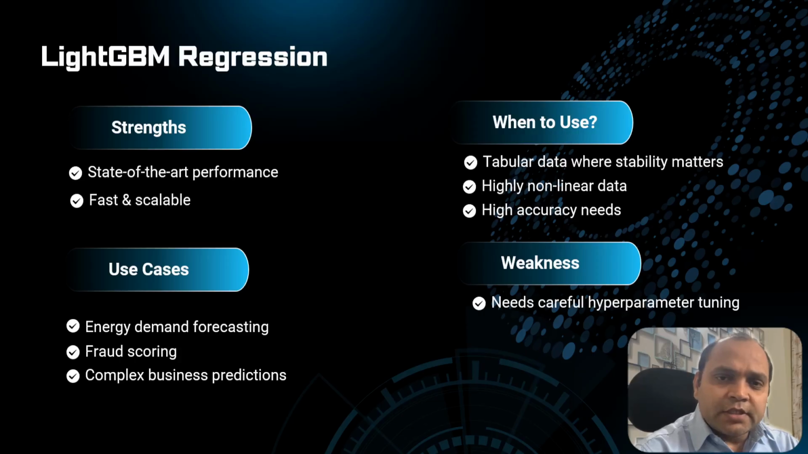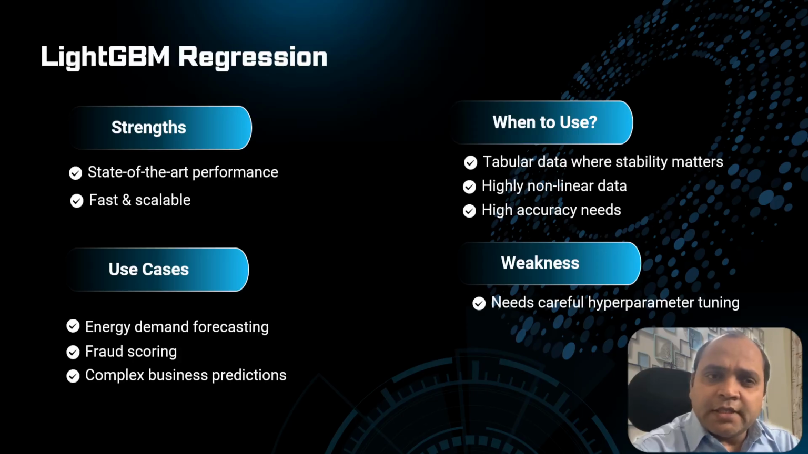To detect this, you definitely need high accuracy. Stability is required. If your banking system needs to detect frauds, then they need stability. Your prediction should be highly stable. And if you have complex business predictions, then in this case the LightGBM, Light Gradient Booster Regression trainer can be used.